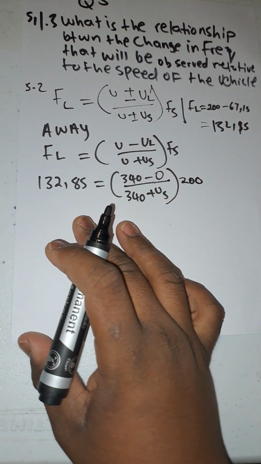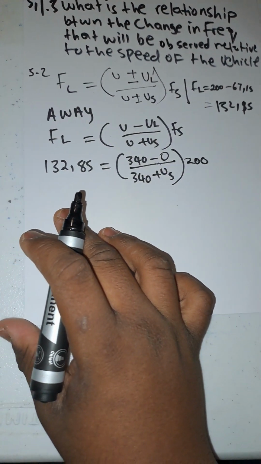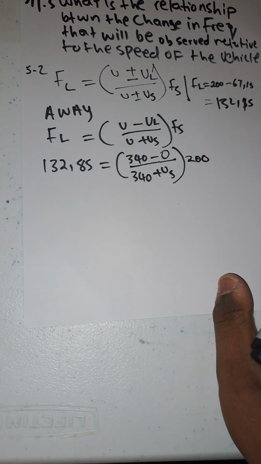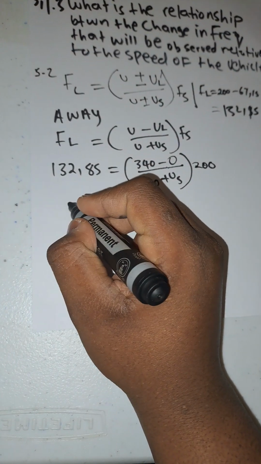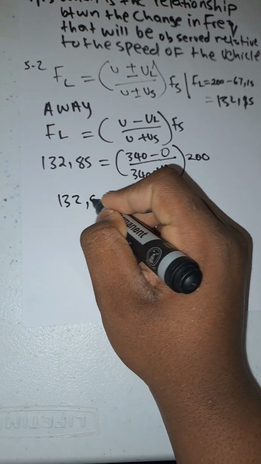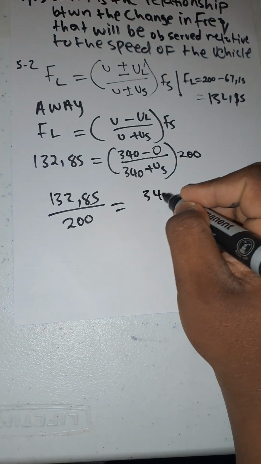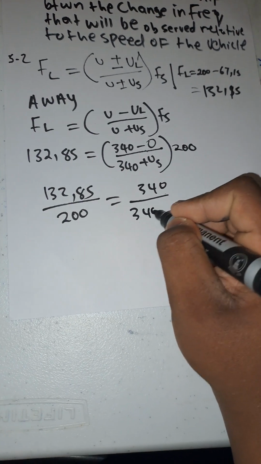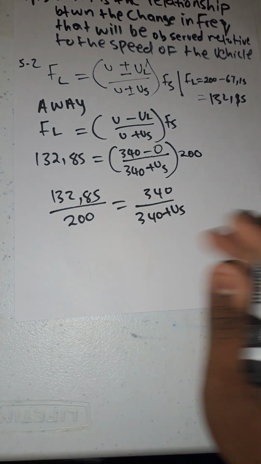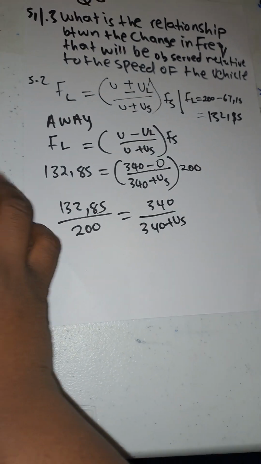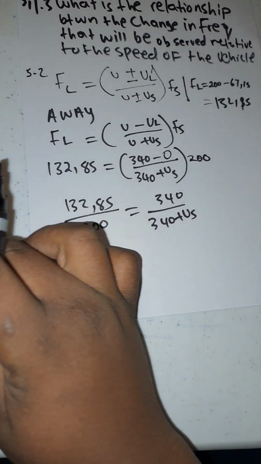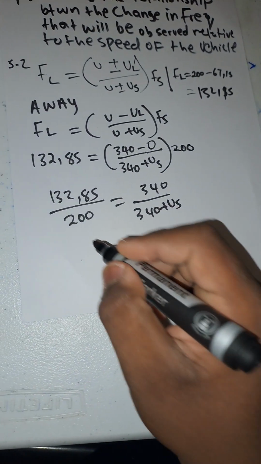And then to get my answer, I'm simply going to divide both sides by that thing, because it is now multiplied. So I'm allowed to do that. 132.85 over 200 is equal to 340 over 340 plus VS. Cross multiply. What is 340 times 200? It is 540.